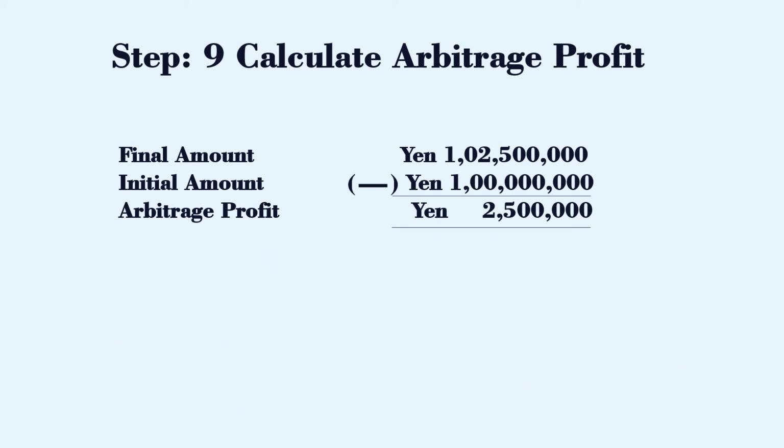In step 9, we calculate the arbitrage profit. This is the last step of calculating the arbitrage profit. Here we subtract the initial amount from the final amount we get from all the selling and buying. What do we get? We get yen 250,000 as our arbitrage profit. So these are all the steps we have to consider in calculating the arbitrage profit.